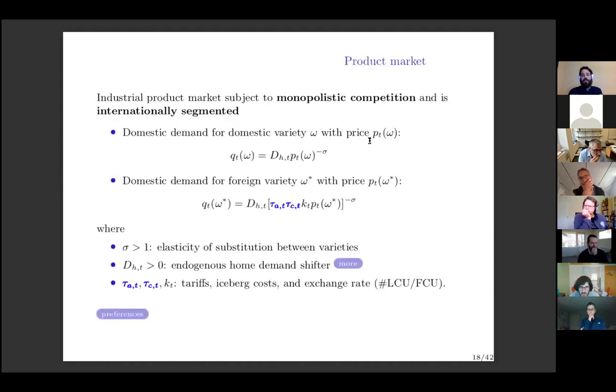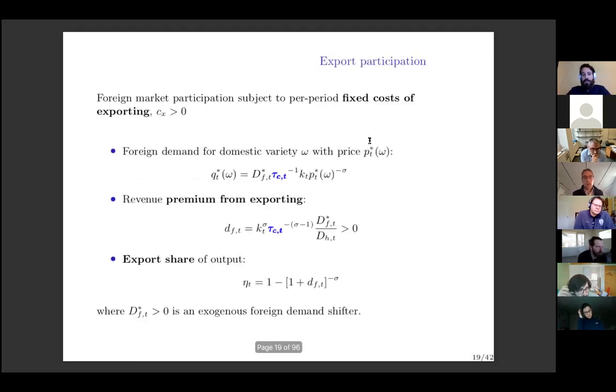So the industrial product market is very standard in this model, monopolistic competition, internationally segmented. There is a domestic demand for domestic variety. There is a domestic one for foreign variety, which depends on top of prices and home demand shifter, also on tariff and export costs. So drops in tariffs or export costs will actually shift the composition of consumption goods towards imported goods, generating import substitution. At the same time, to participate in the foreign market, firms will have to pay a fixed cost of exporting. They will face demand from the rest of the world, which depends on the iceberg cost. So any drop in the iceberg cost will actually increase the revenue premium from exporting and the export share of the output.